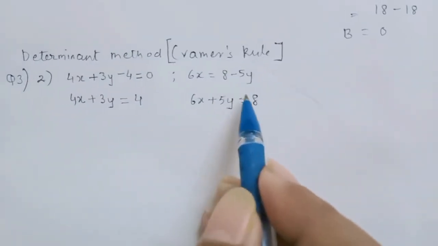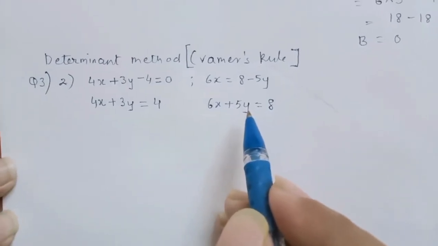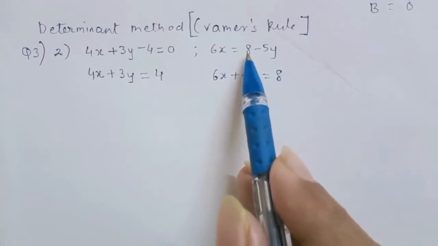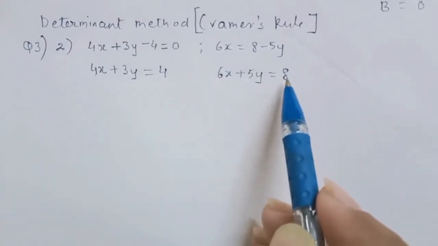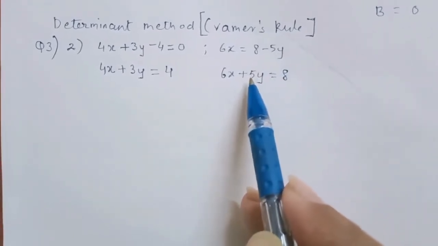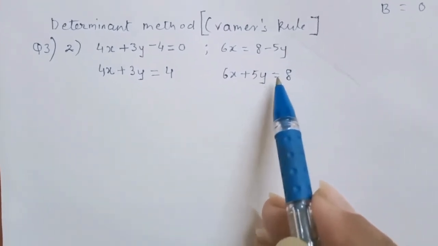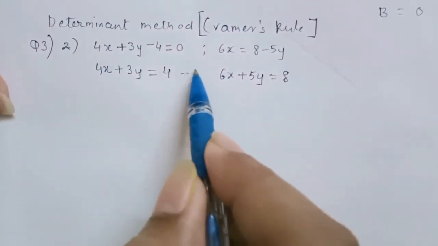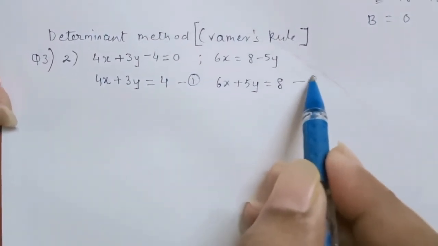We see that 8 is on the right hand side, so there is no sign change, but minus 5 taken to the left hand side will be plus 5. So 6x plus 5y is equal to 8. Now we have two equations, equation 1 and equation 2.